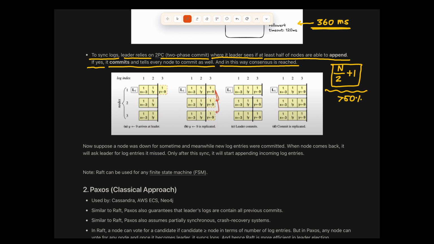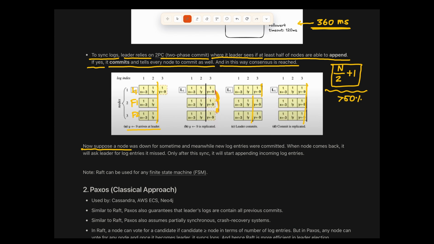So in this diagram, you see y is equal to 9 value arrives. So you see, this was the length. Every node, leader, follower 1 and follower 2, they are having a length of 2 for the logs. And y is equal to 9 arrives. It asks the other nodes if they can append. So it is asking. This is the voting phase. Once it receives the response from more than half of the nodes, it commits and asks the other nodes to commit as well. So this length is incremented and now every node is having the same length of the log.